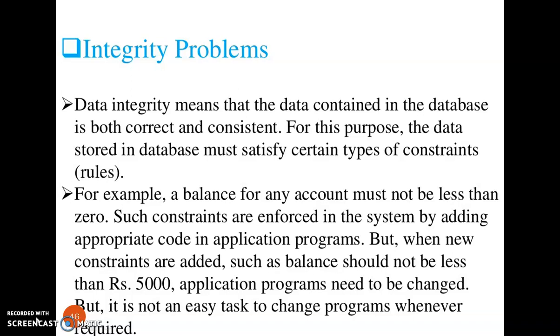Such constraints are enforced in the system by adding appropriate code in application program files. When new constraints are added, such as balance should not be less than rupees 5,000, the application program needs to be changed. But it is not an easy task to change the programs whenever required.